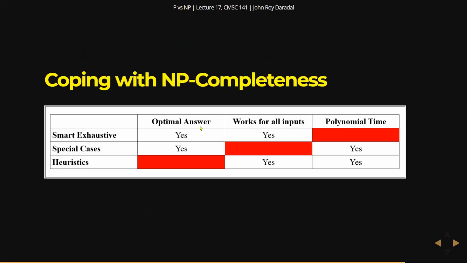So in summary, for smart exhaustive, you have an optimal answer and it works for all inputs, but you don't have polynomial time, because it's similar to brute force, only you're doing it better. For special cases, you have an optimal answer in polynomial time, but it doesn't work for all inputs because you're only focusing on special cases. And then for heuristics, it works for all inputs and it runs in polynomial time, but it doesn't always guarantee an optimal answer, but usually it gives an answer that's close to optimal, just like in greedy algorithms. So you have to sacrifice one factor in each of the ways to cope with NP completeness.